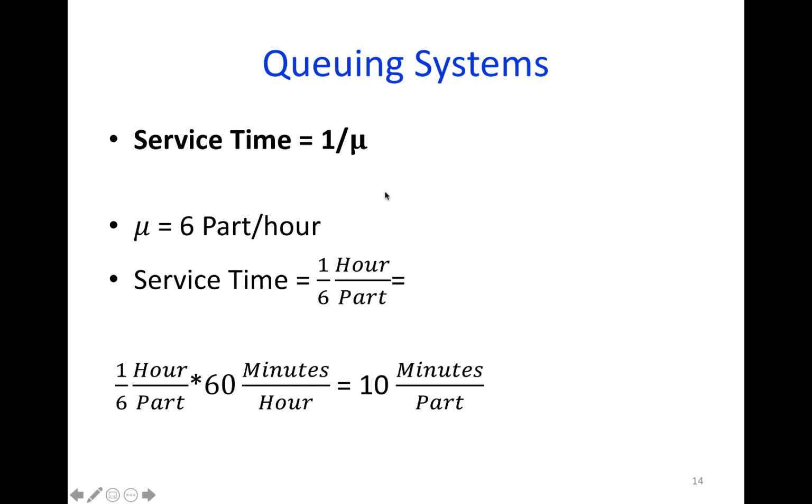So if I want to transform 1/6 of an hour to minutes, so something that we can easily understand, then I have to multiply it by 60 minutes per hour. And again, the hours cancel each other. So what is left is 10 minutes per part. So the service time of the machine is 1/6 of an hour per part, or 10 minutes per part.